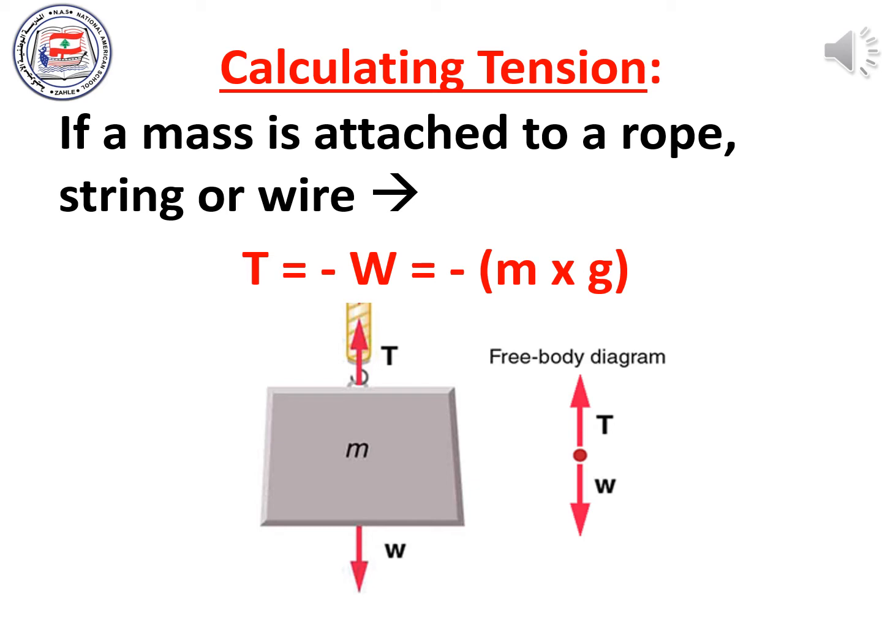So look at the figure in front of you. This is a mass attached to a rope. So the mass has a weight that pulls downwards. So this is the force exerted on the rope. And the rope exerts a force of equal magnitude and opposite direction, which is the tension force.